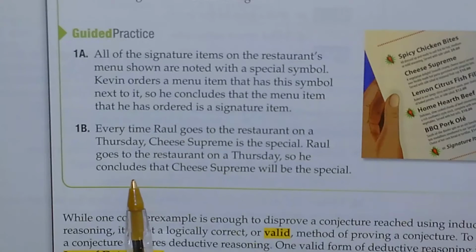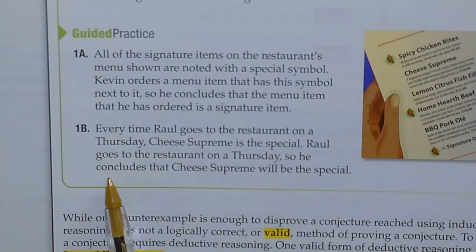It says, every time Raul goes to a restaurant on Thursday, cheese supreme is the special. Raul goes to the restaurant on a Thursday, so he concludes that cheese supreme will be the special. So what you have to ask yourself is, is there a premise that says that cheese supreme is always the special on Thursday? And the answer to that is no. Raul is creating this conjecture on his own, and that conjecture may or may not be true, but because he's creating it on his own, there could be a counterexample that would prove that wrong.